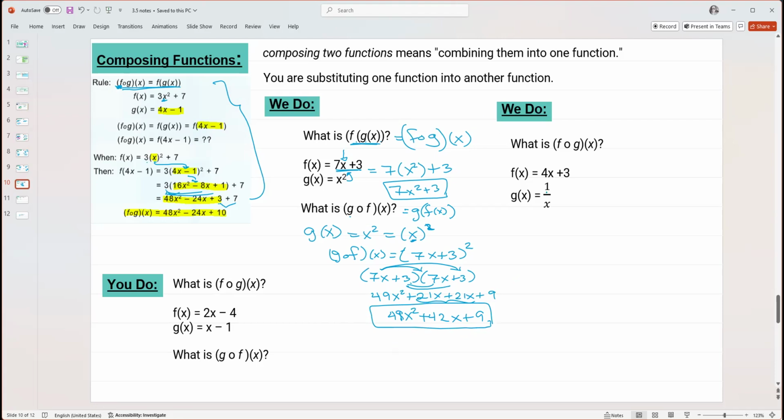Okay, so one more redo. Got a fraction going on here. Got a little reciprocal function. f of g of x.